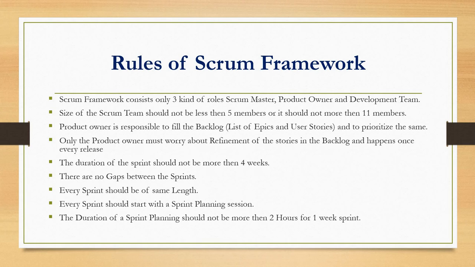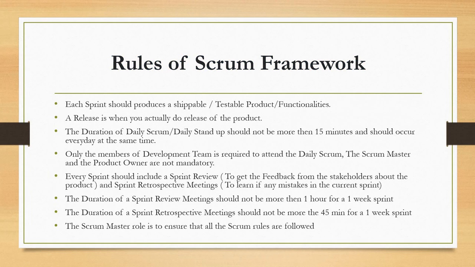Next, every sprint should start with a sprint planning session. Next, the duration of the sprint planning should not be more than 2 hours for a 1 week sprint. So, if it is a 2 week sprint, then the duration of a sprint planning should not be more than 4 hours. Next, each sprint should produce a shippable or some kind of testable product or functionality.